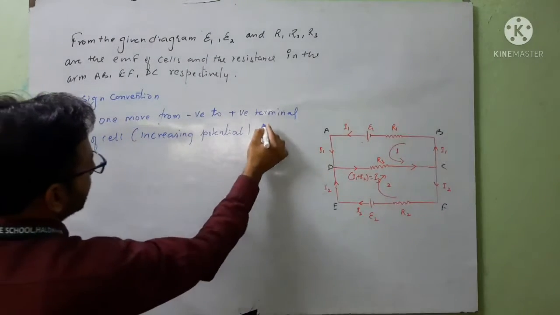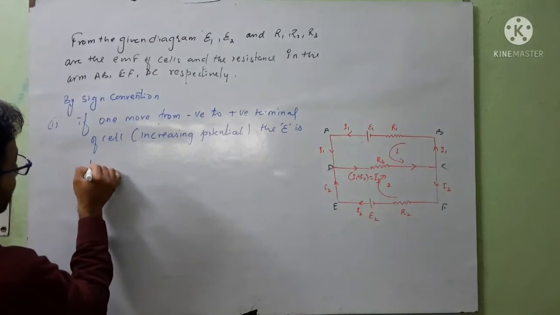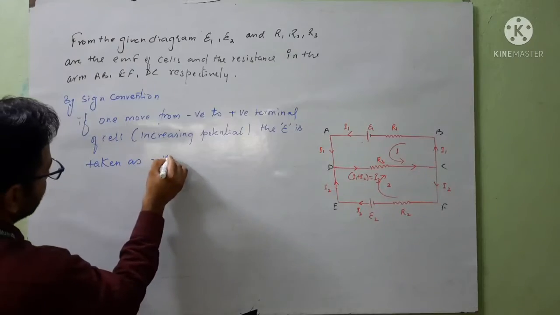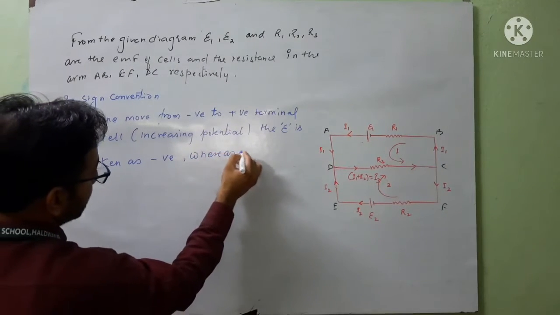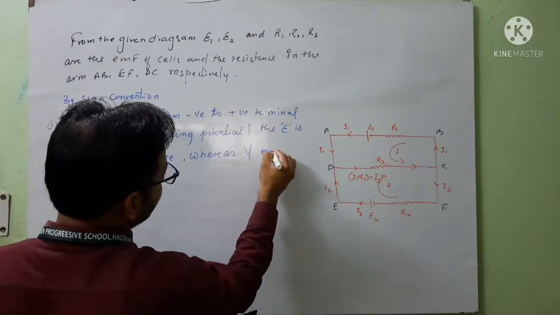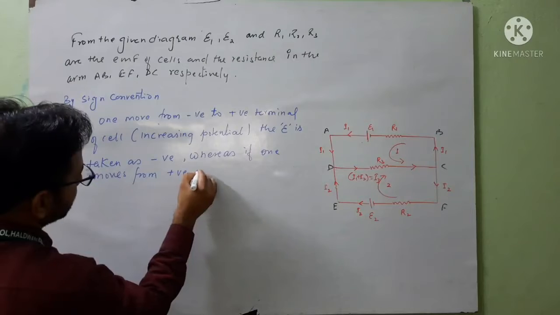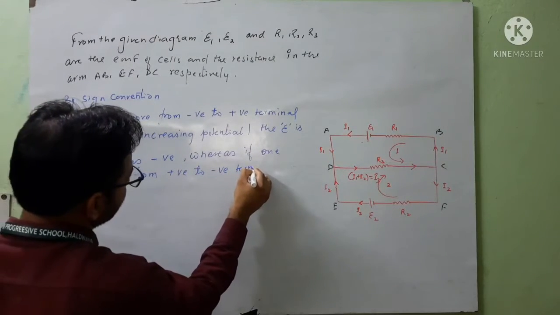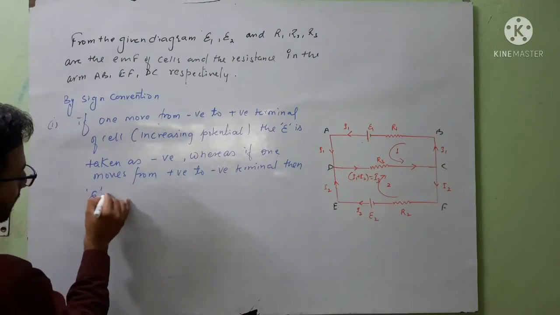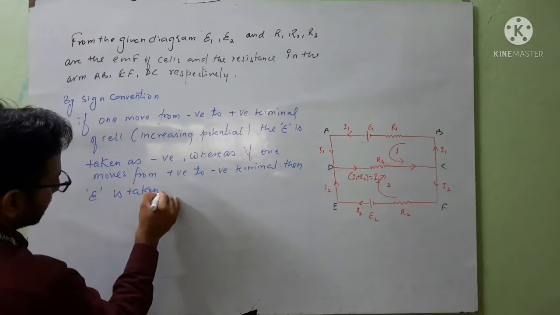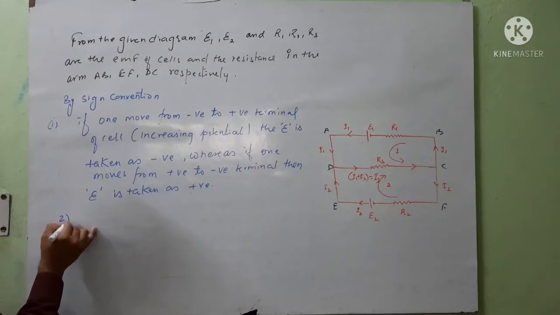then EMF is taken as negative, whereas if one moves from positive to negative terminal, then E is taken as positive. First point.